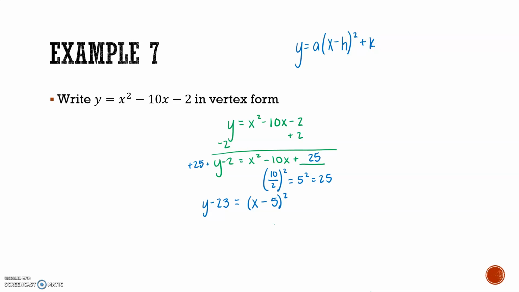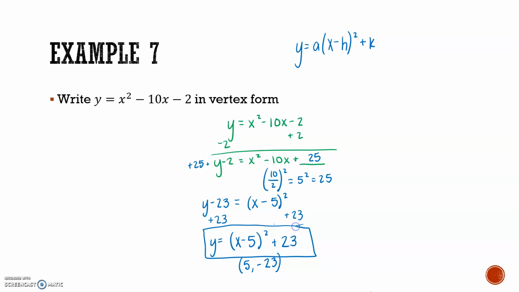So the only thing I need to do is get y by itself. And so I'm going to add 23 and move it back over here. And this would be my final answer. And as a little bonus, what would my vertex be here? My vertex would be (5, -23). So there you have it. That wasn't actually the question. The question was to put it into vertex form.